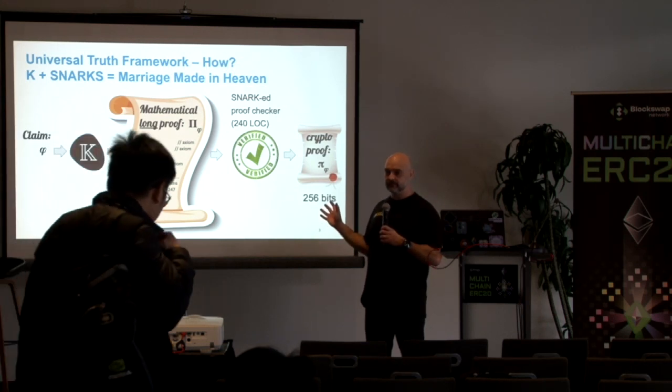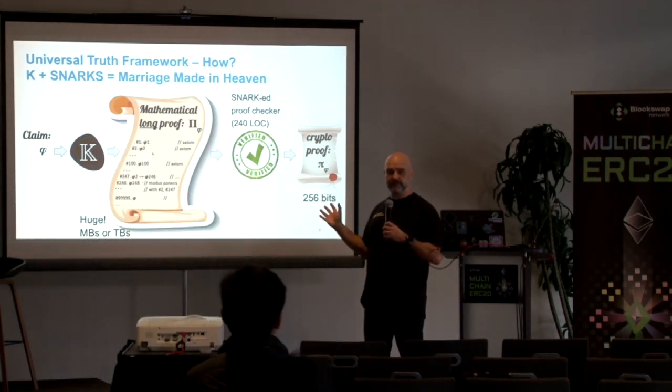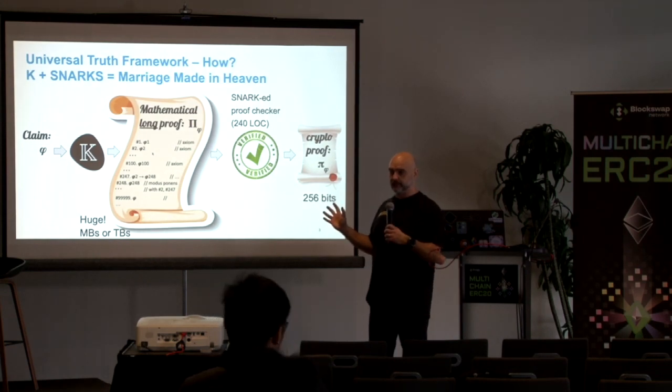Is this enough? You can say, hey, use K and that's it, you got your proof. What's the problem so far?